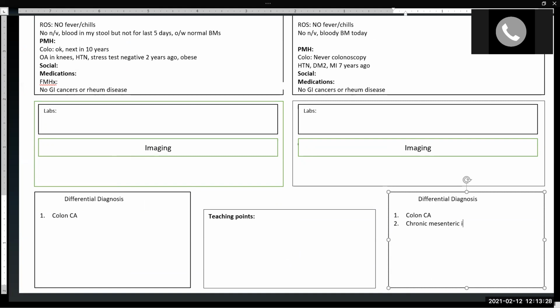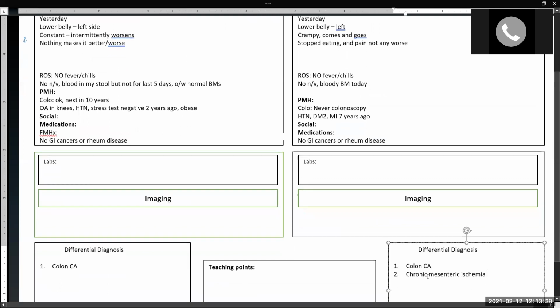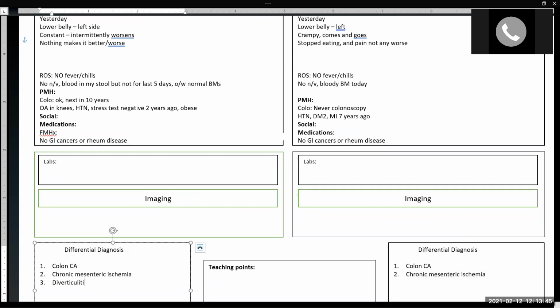Especially where he's had an MI. Do you want me to put that in patient 1 as well? Sure. I feel like that one, diverticulitis, for number 1. Yeah.